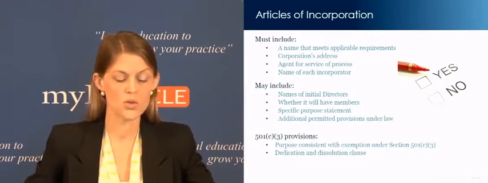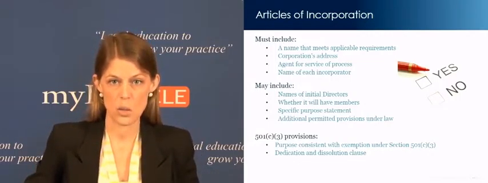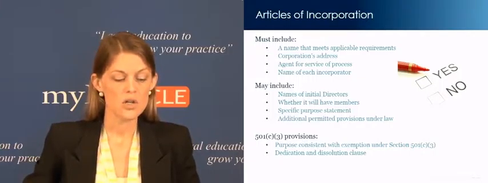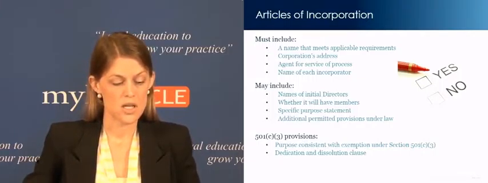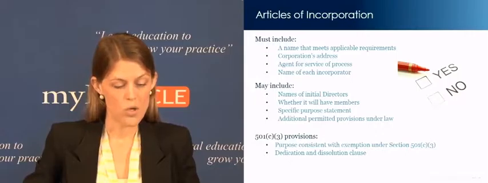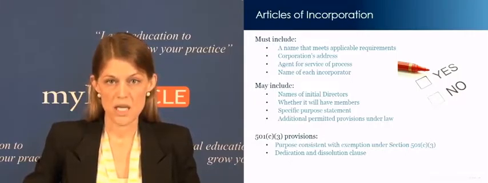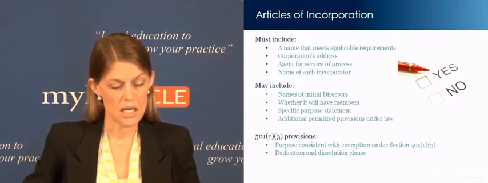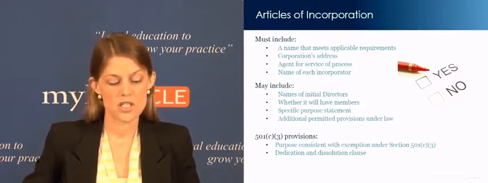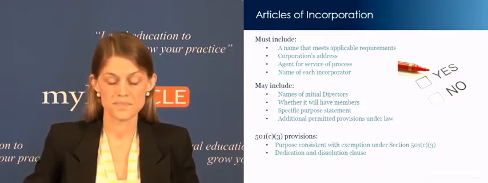Now, articles can also include some other clauses in addition to the ones that are required to be included. And those can include the names of the initial directors, whether the organization will have voting members, a specific purpose statement, which I'll mention a little bit in just a minute, and then generally also additional provisions that are consistent with the law.